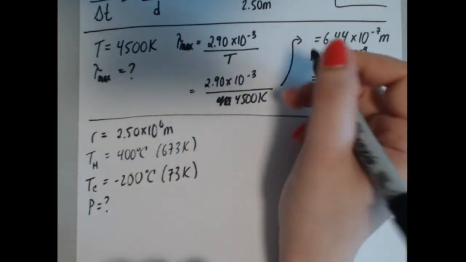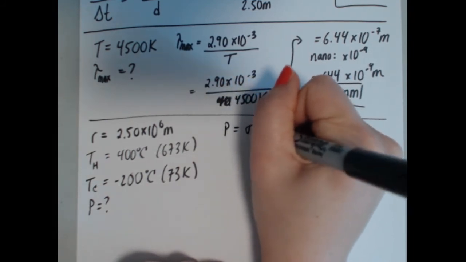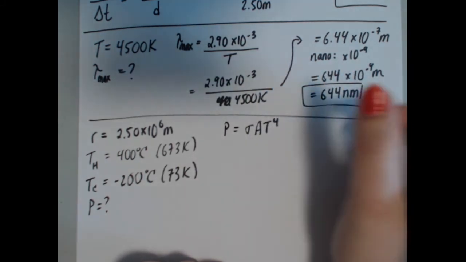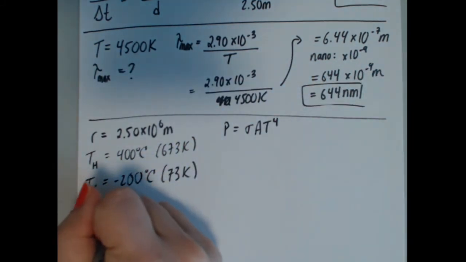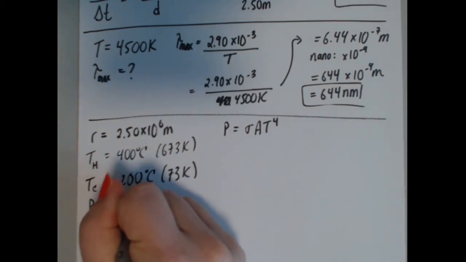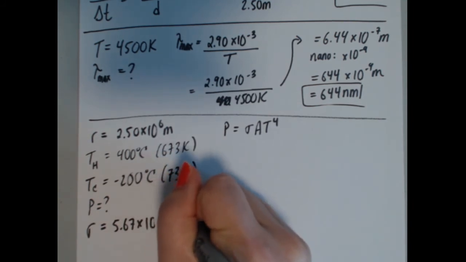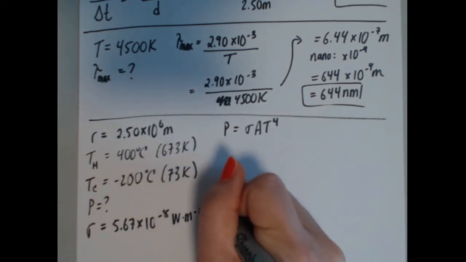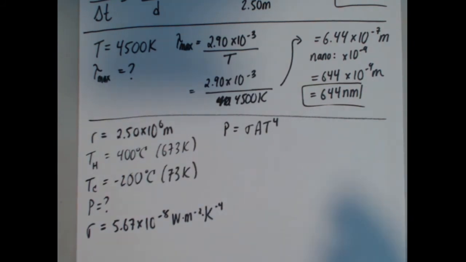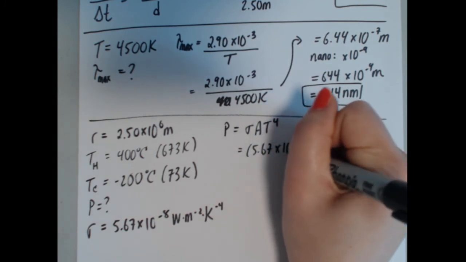Okay. So based on the Stefan-Boltzmann law, I know that power is equal to sigma A T to the 4. And sigma is a constant, so I'll just list that over here. It was given on the previous slide, but you can look it up in your formula booklet as well. So sigma is 5.67 times 10 to the minus 8, and that's watts per square meter per Kelvin to the 4. All right.